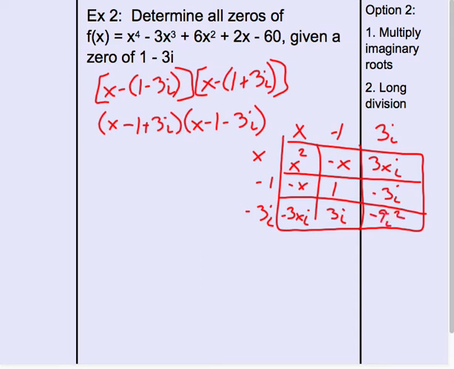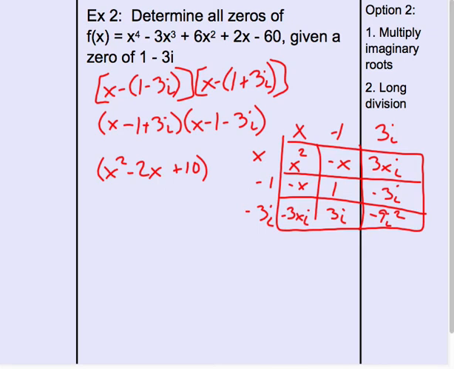All right, and simplifying this, those imaginary parts should cancel. So we get x squared, negative x minus x is negative 2x, 3xi cancels with negative 3xi, 3i cancels with negative 3i, negative 9i squared is really positive 9 because i squared is negative 1, plus the 1 gives us 10. So this is the factored form of those two imaginary roots.